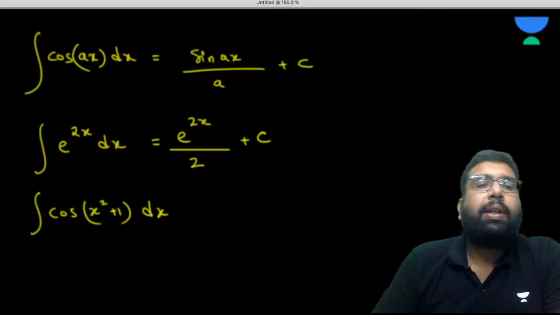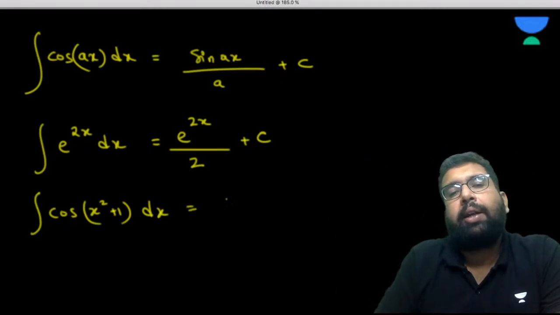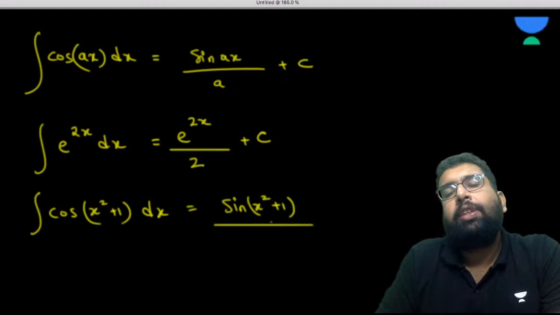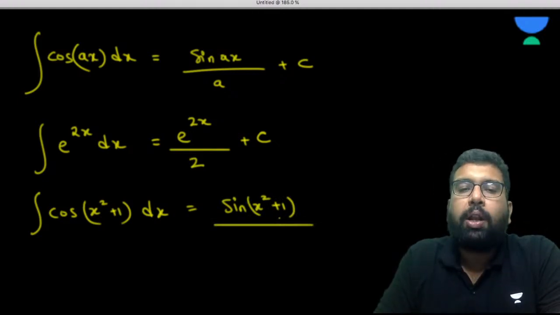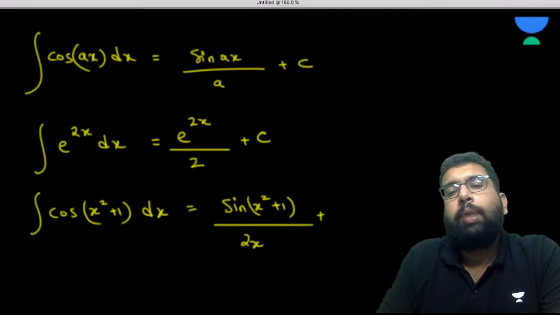So very simple, sir. We are going to write it like so: integration of cos is sine. So we are going to integrate in a normal way. Then, which is not part of the formula, you are going to differentiate it in the denominator. So it will become 2x plus c.